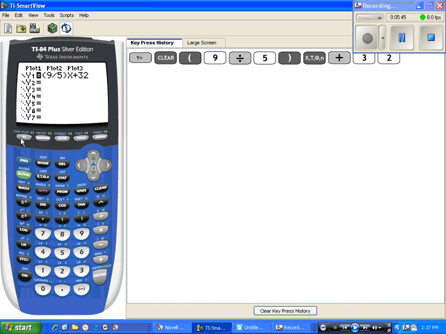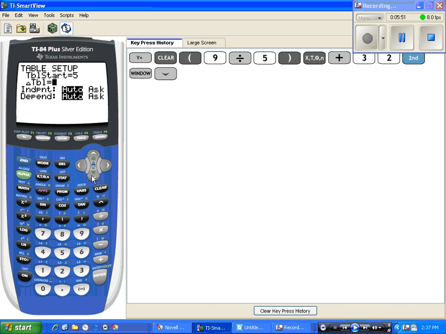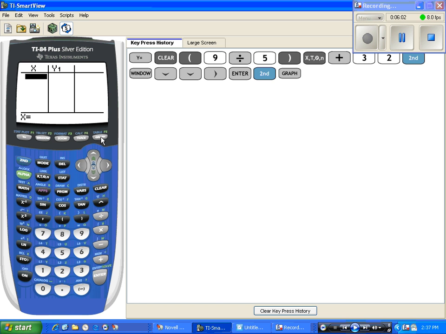There we go. And then we're going to go into the table set again. And this time, instead of auto, we're going to change our window so that the independent is ask and the dependent is auto. And when we go into the table, second graph, nothing's there because it's wanting us to type in the values we want for x.